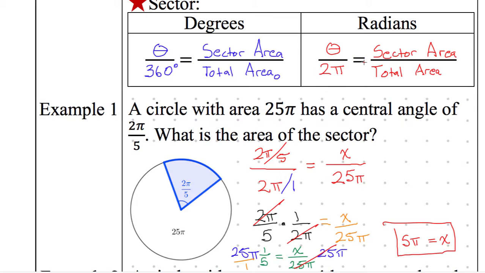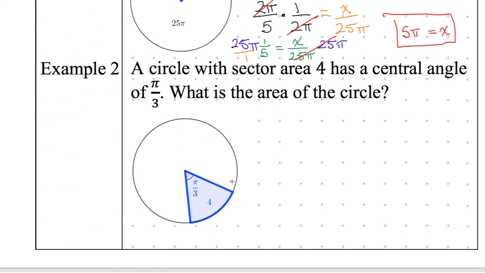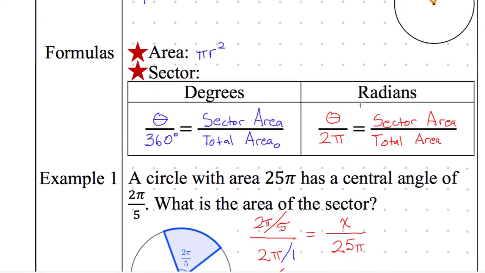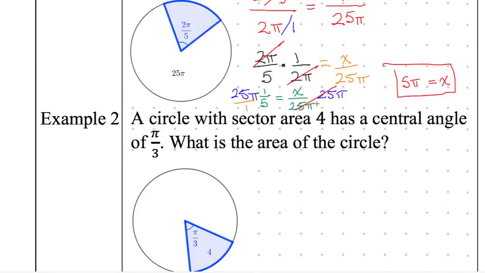We're going to use not the blue one, we're going to use the red one because we're in radians, we have a pi. So if this central angle has a pi in it, we're going to be using the one on the right, the radians. So read to me the radians formula.